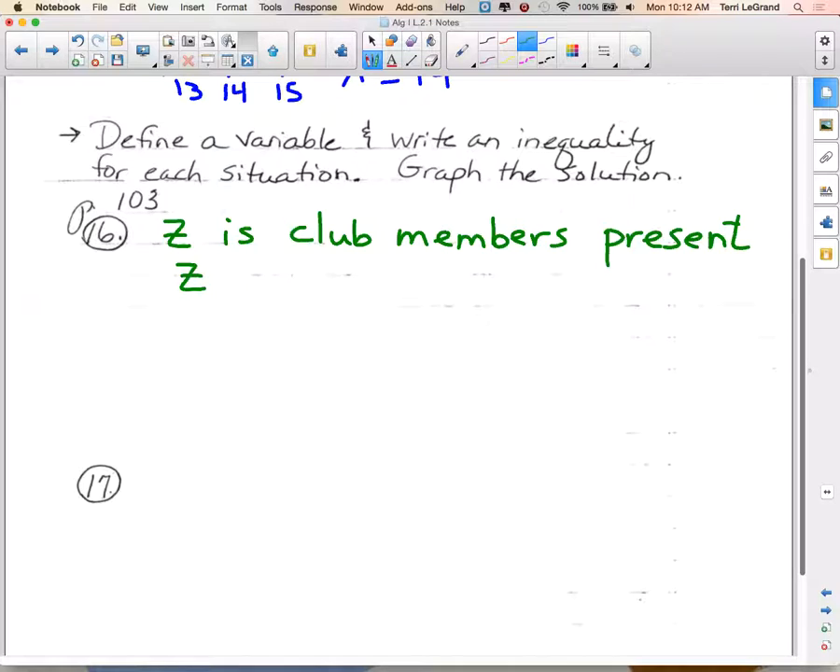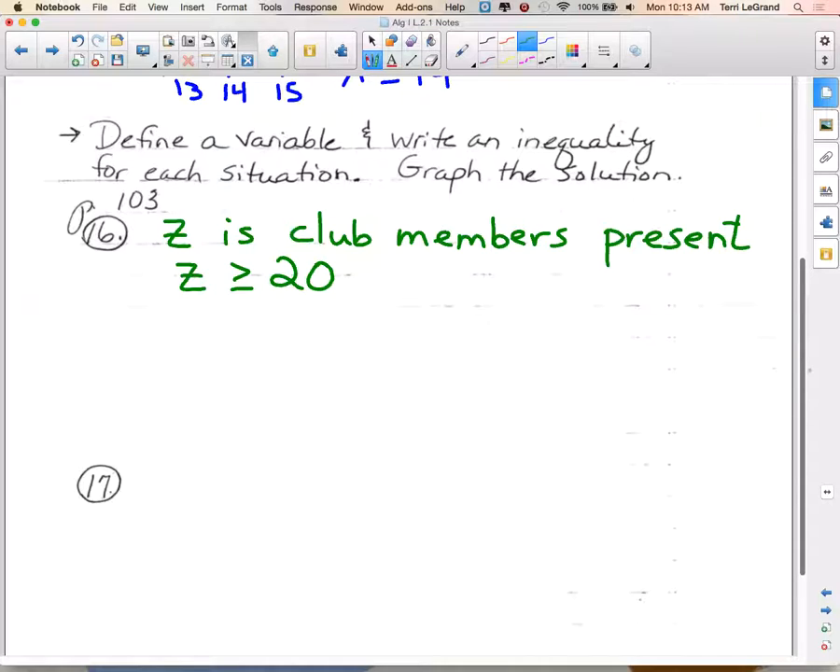Okay? So now we would say Z, what? What would our inequality statement be? Riley? Z is greater than or equal to 20, because it said there has to be what? At least 20, so 20 or more, right? That's what at least means here. So Z is at least 20, so it's greater than or equal to. But we have to be careful here. We also have to describe what is going on as far as these are club members.